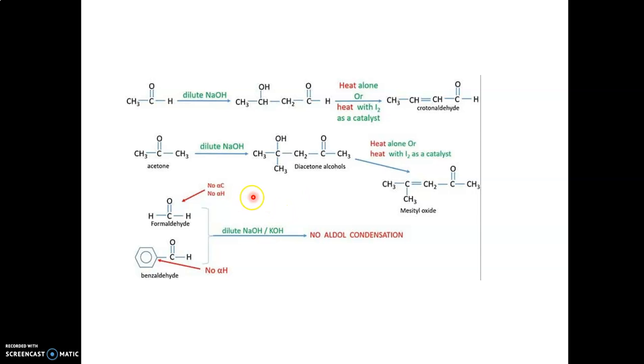As I said, for an aldol condensation, the presence of alpha hydrogen is essential. For example, formaldehyde does not contain an alpha hydrogen. The same is also true with aromatic aldehydes. Benzaldehyde does not have an alpha hydrogen, and hence no aldol condensation occurs between two molecules of formaldehyde or between two molecules of benzaldehyde.